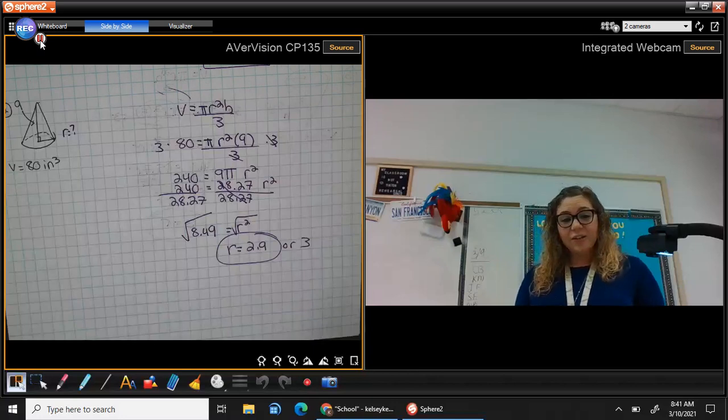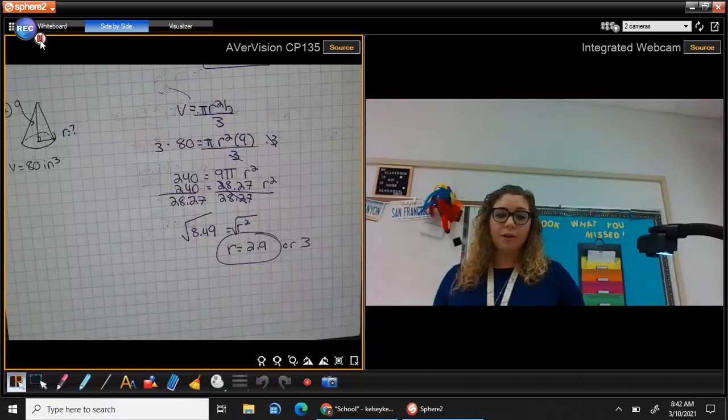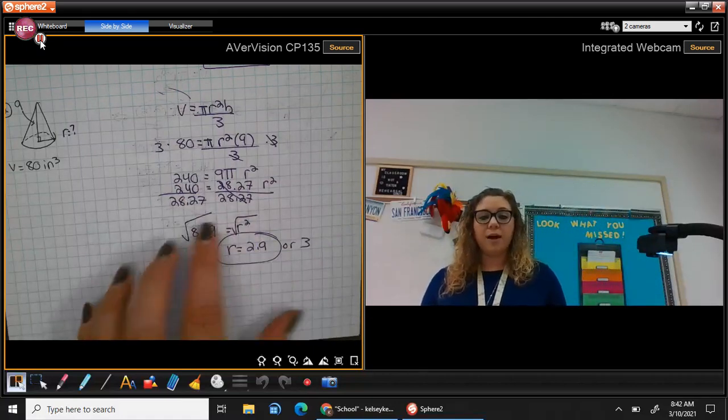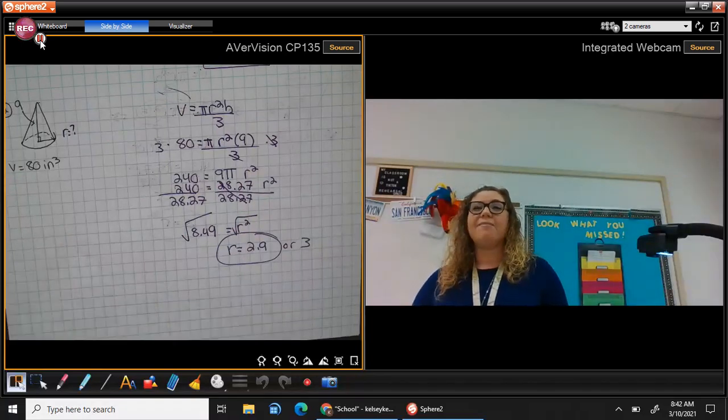Okay. So on the EOG, if you're given a problem, they're going to most likely be where you're given the volume. Okay. You just have to find that missing value. So this is really important for you to know.